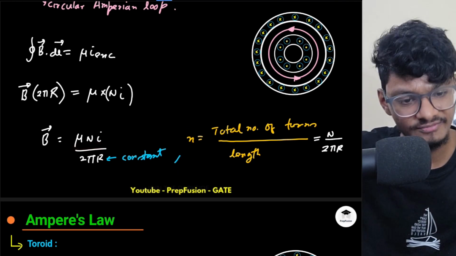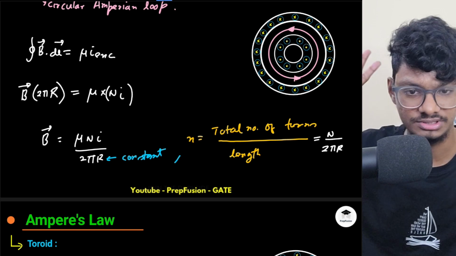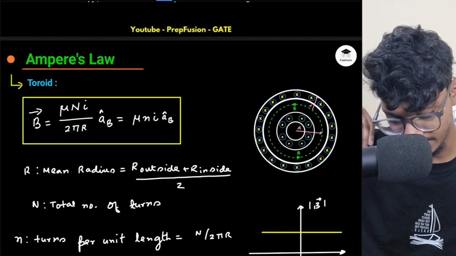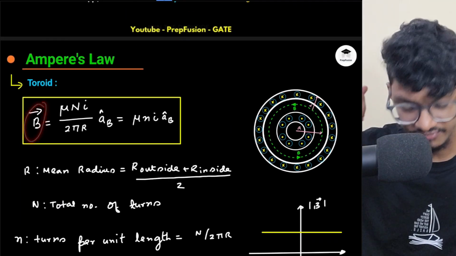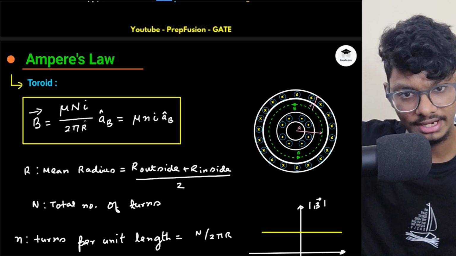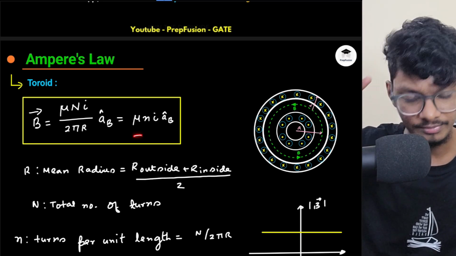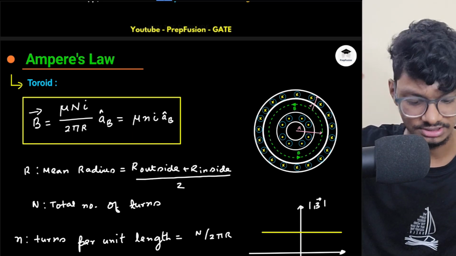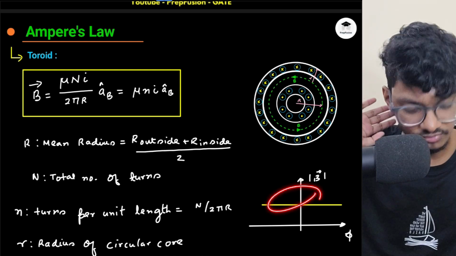So this becomes the same formula as the solenoid. I have just written it here, that your magnetic field for a toroid will be simply mu capital N I by 2 pi R, or it will be mu small n I, same formula as the solenoid. That's it. What is the advantage? The advantage is we get a constant field.